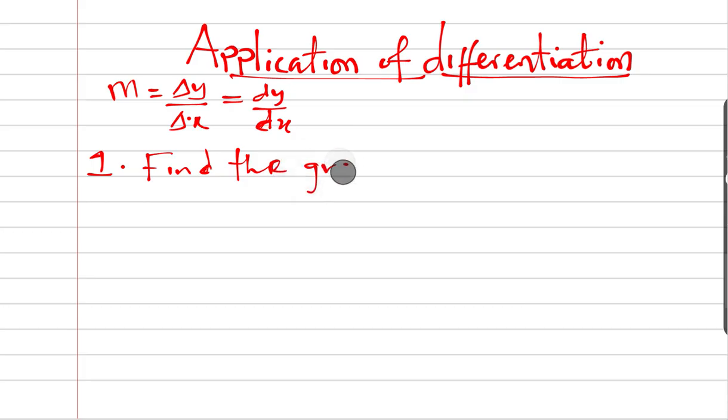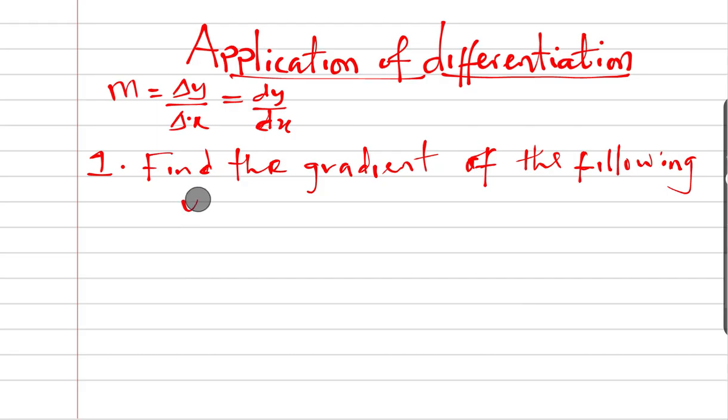Find the gradient of the following. In this video we are going to be using it to find the gradient. Don't forget, I said when they tell you to find the gradient, it means the dy dx. The first one says find the gradient of the curve y equals x squared plus 3x minus 1 at x equals 3.